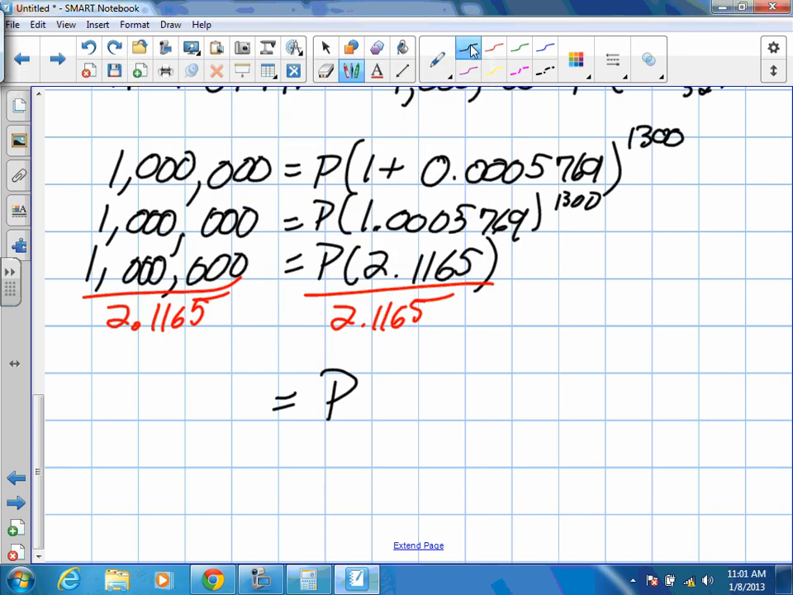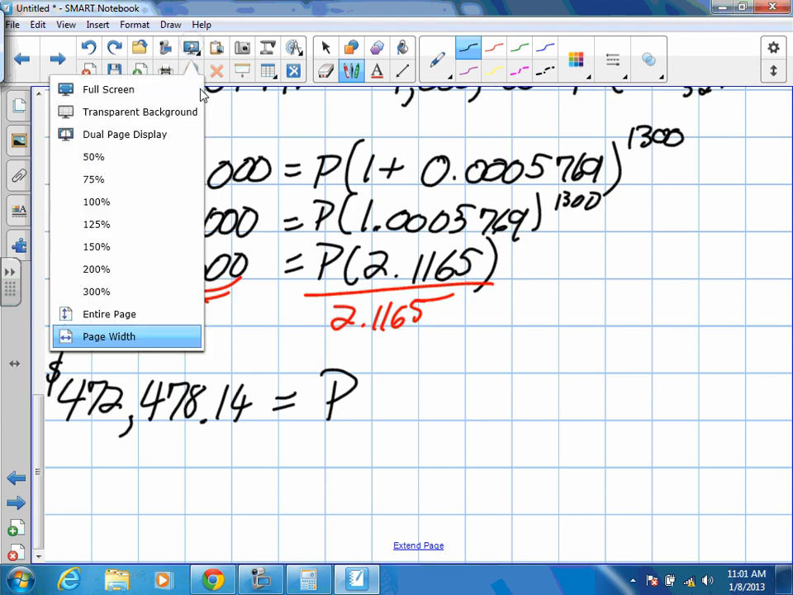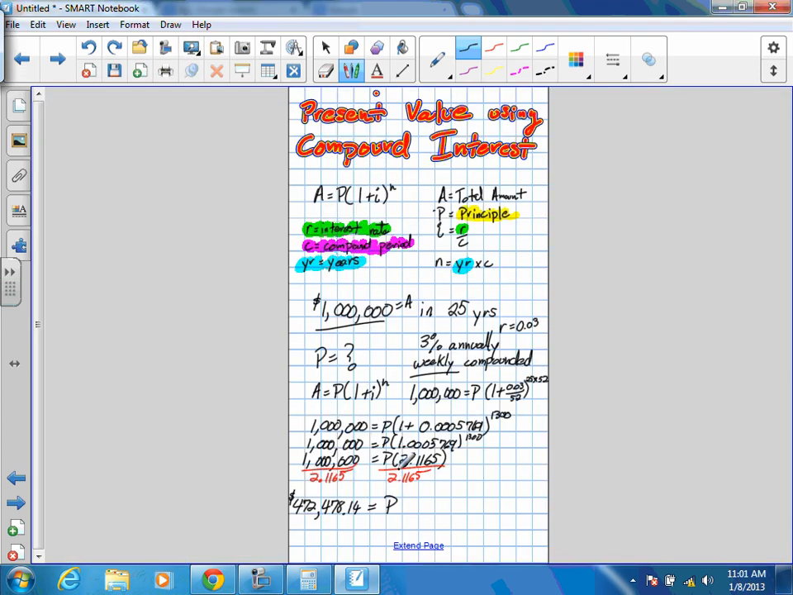So we need to invest $472,478.14 right now at a rate of 3% annually, compounded weekly, so that in 25 years we'll have $1 million. Okay? It's not bad. This could be done. But if you take out that $1 million, then you get taxed on it.